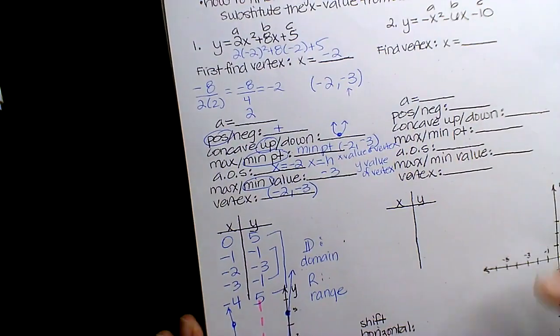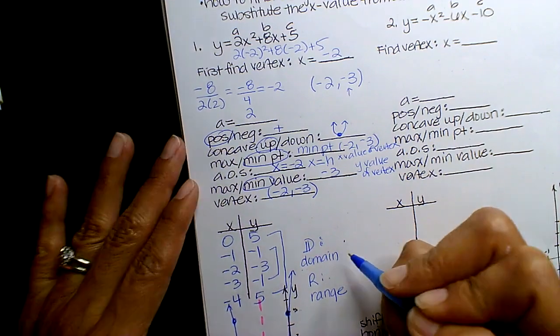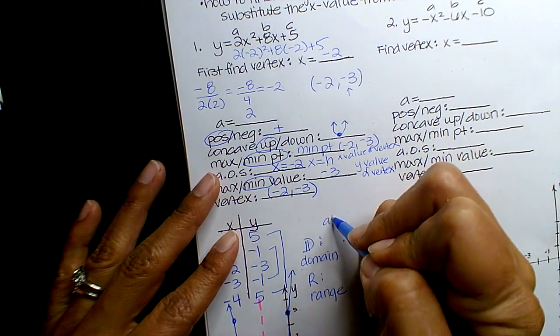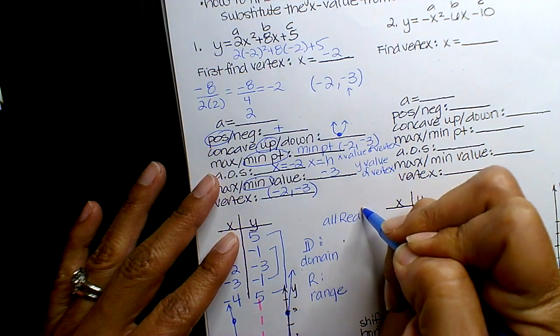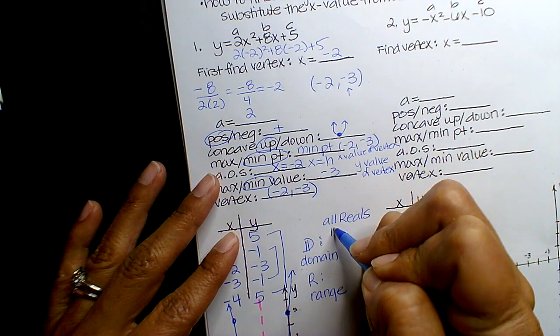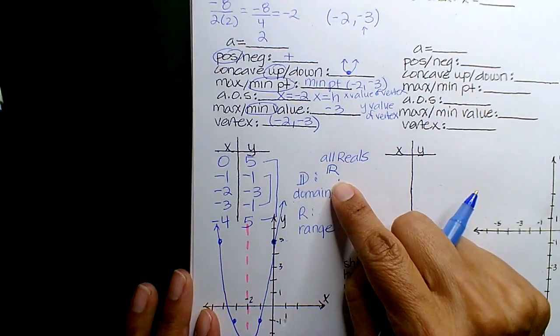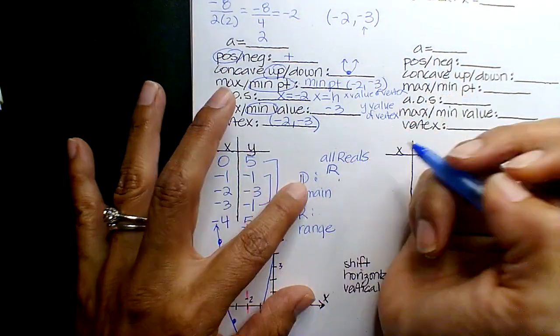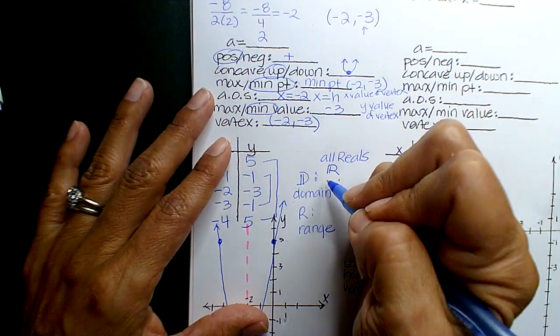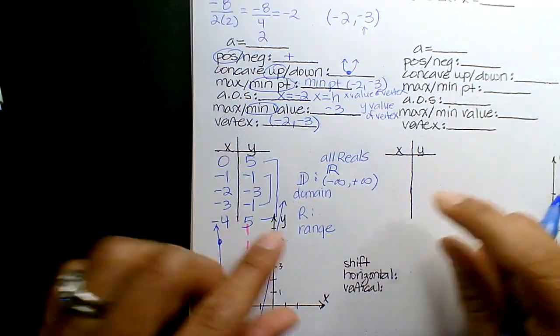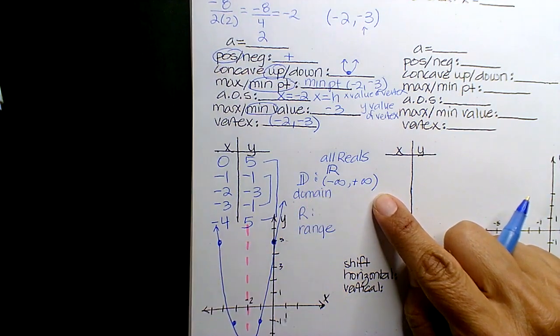So the domain is, it depends how your teacher had you write it, but this is all of them. They either wrote all reals, or they did the double spine R. That means all reals. It has a double spine, kind of like that double spine D. Or they gave you -infinity to +infinity with parentheses, not brackets.